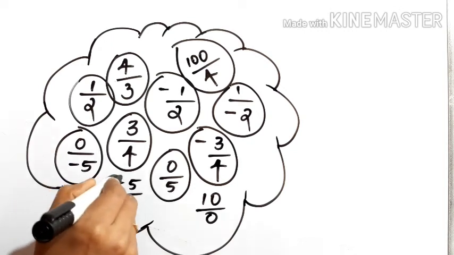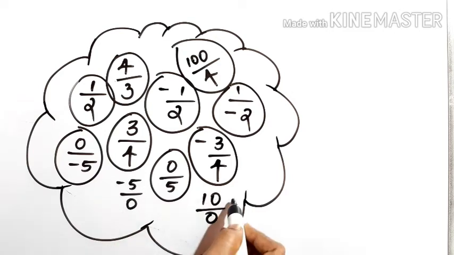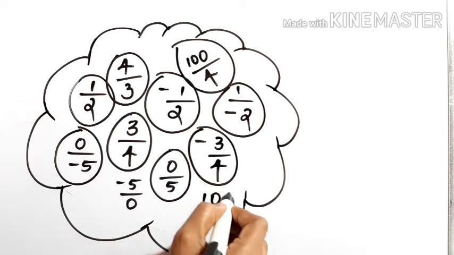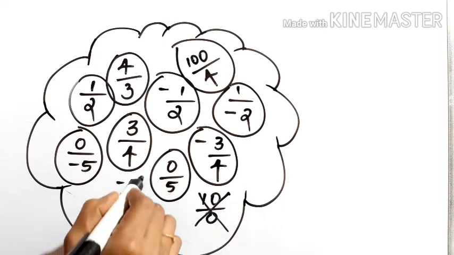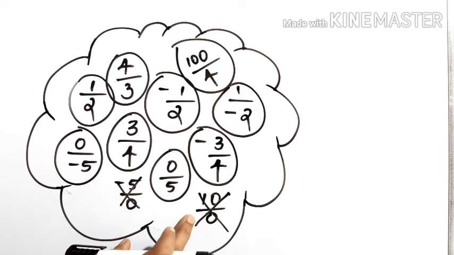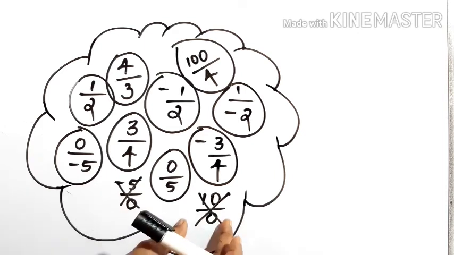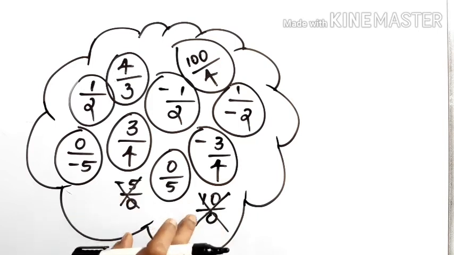But negative 5 by 0 is not a rational number. 10 by 0 also is not a rational number. Why, children? Can you guess? In these two examples, we can see 0 on denominator. Therefore, these two are not rational numbers.